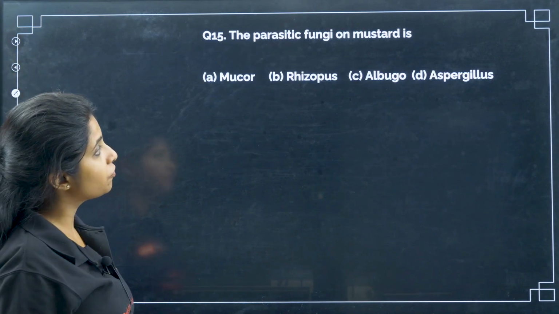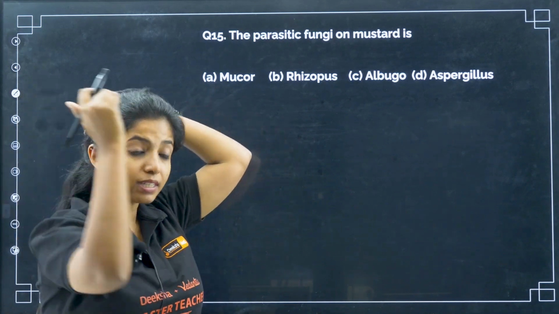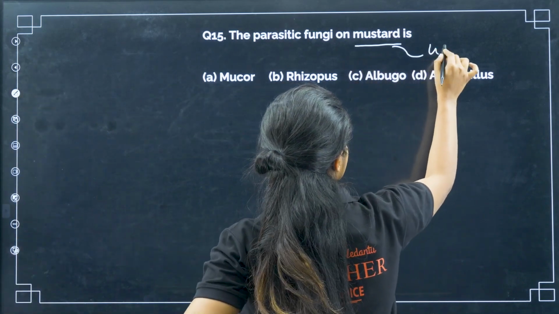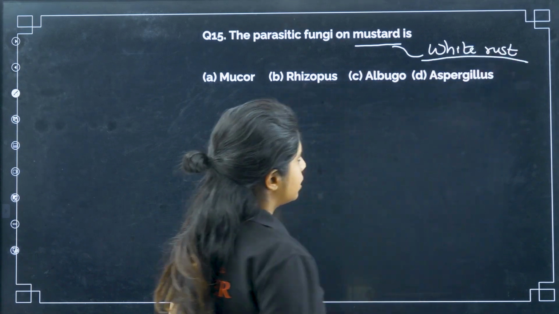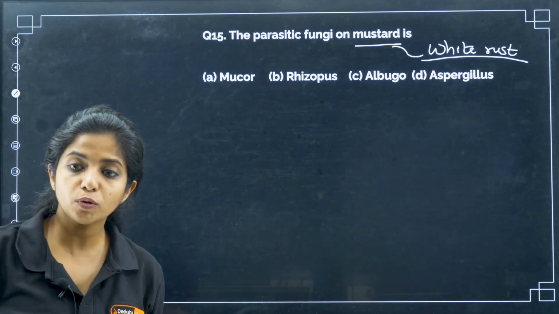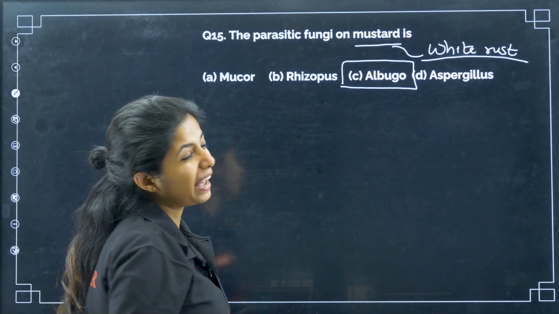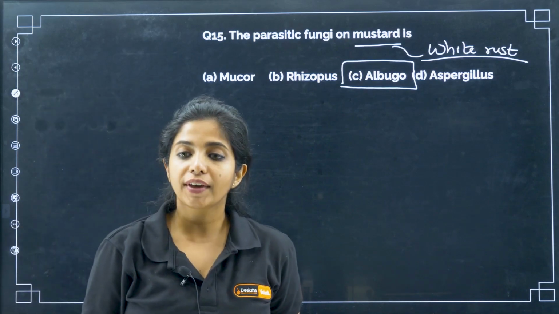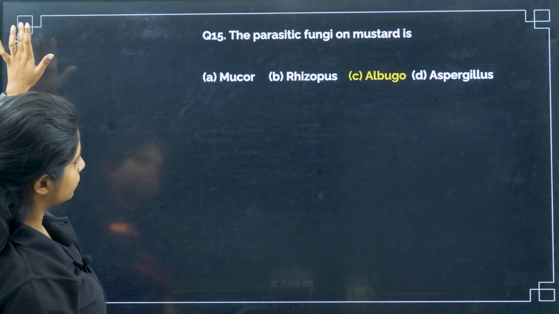Next, the parasitic fungi on mustard is. Now this parasitic fungi is going to cause a disease which is known as white rust in mustard. So what is that particular parasite? Mucor, Rhizopus, Albugo, Aspergillus. Your answer is Albugo. Albugo is a parasitic fungi that is going to affect what? Mustard plant. It causes white rust.